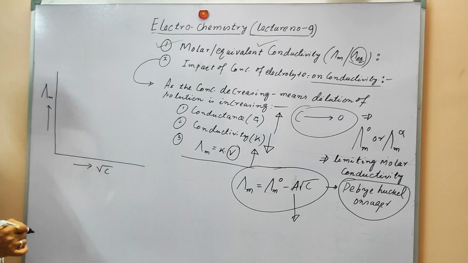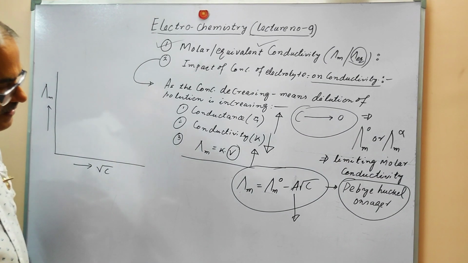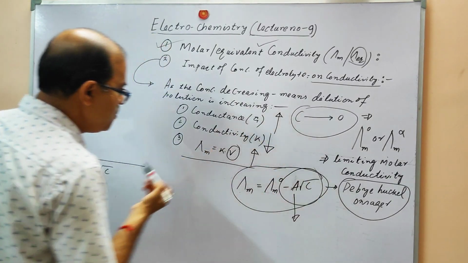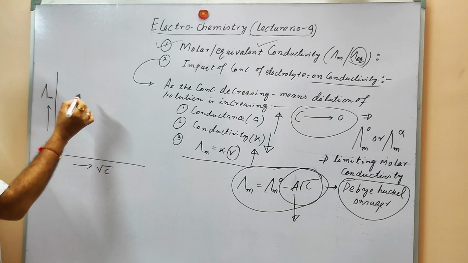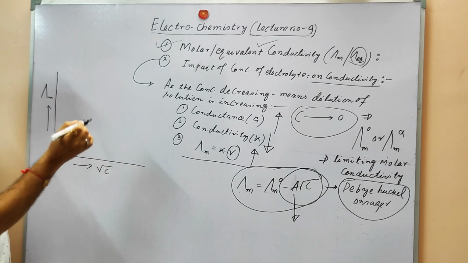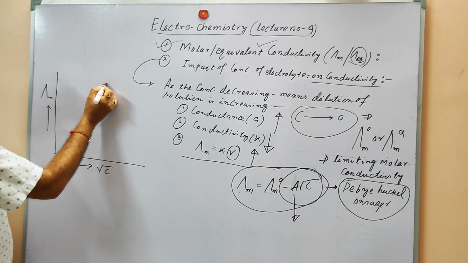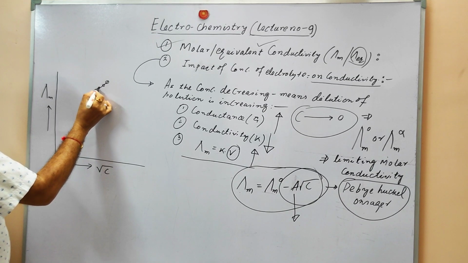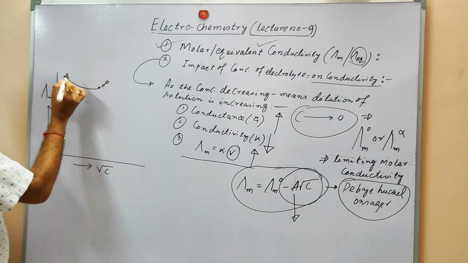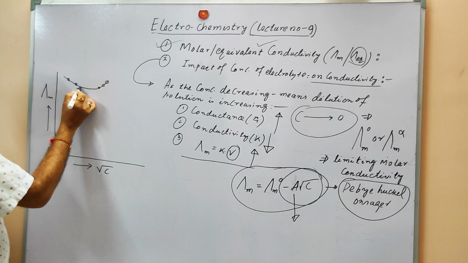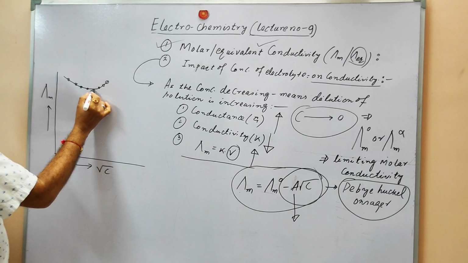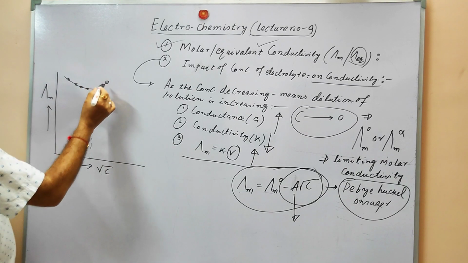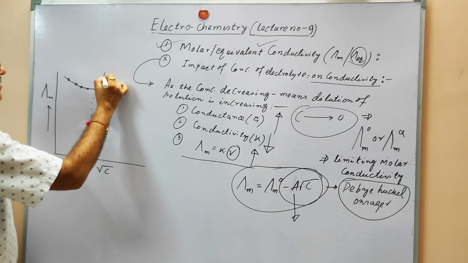What will we find? We will find that there is a negative slope. You can see this is a negative slope. For the strong electrolytes, suppose it is KCl, this plot will be like this.